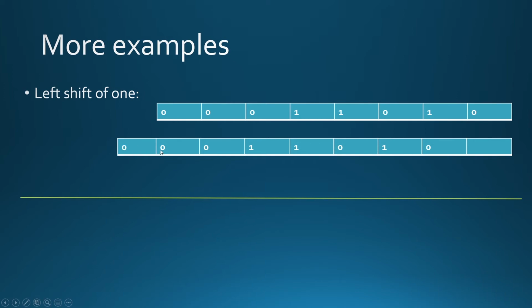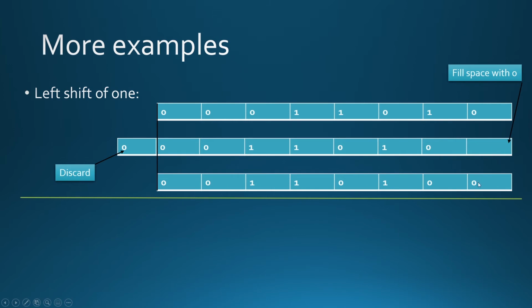Remember, we're working in 8 bits though. So how many have I used here? 1, 2, 3, 4, 5, 6, 7, 8, 9. Too many. Let's chop one of these off. That's gone. We've got a blank here. What do we need to do with that? Put a 0 in there. And that's what we've done. 0, and that's your new number.